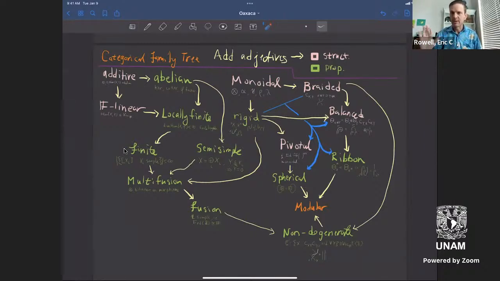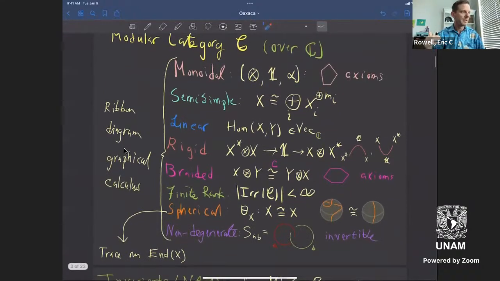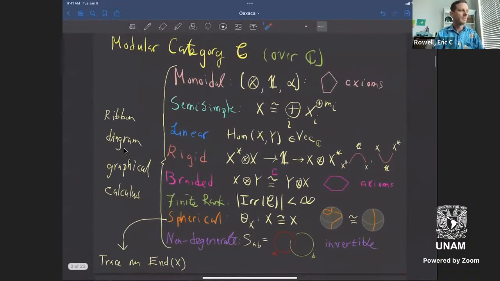So that's just a really brief explanation of what these modular categories are. Okay, I'll give a bit more here. A modular category over the complex numbers is monoidal, semi-simple, linear, rigid, braided, and it has finite rank, so the number of simple objects is finite up to isomorphism. It's spherical, and it's non-degenerate.